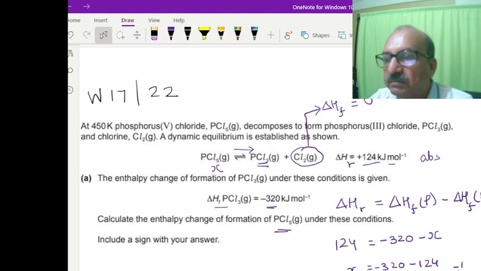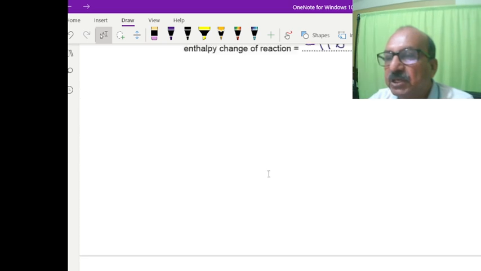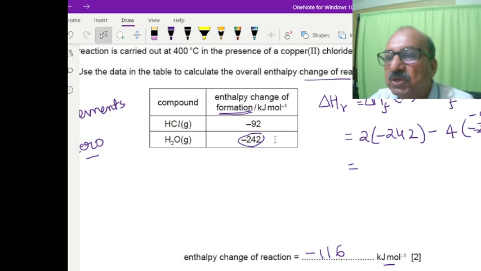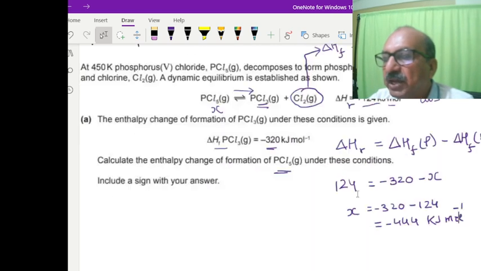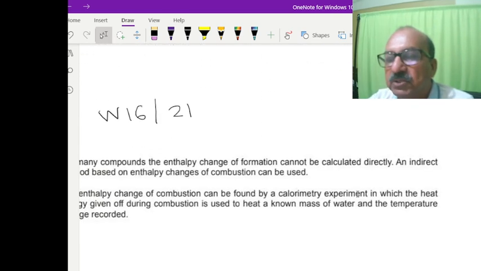You can just go over it once again. Here the enthalpy change of the reaction was already given, and you had to find out the enthalpy change of formation, whereas in the previous question the enthalpy change of formation was given and you had to find out the enthalpy change of the reaction. So a little bit of change in the format, but not so difficult to understand.